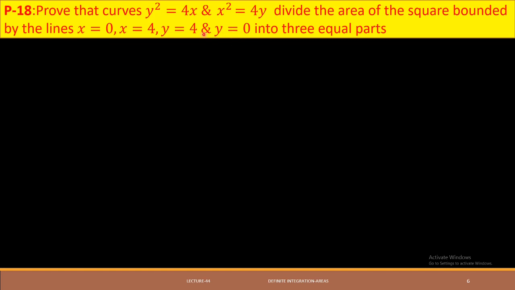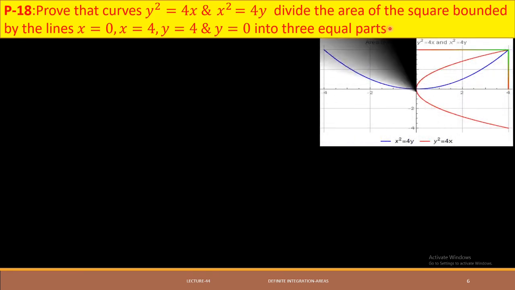Okay, what they are asking is, these two curves divide the square into 3 equal parts. If I plot all these curves on the coordinate axis, we will be getting this figure. So this is the square that they are talking about. This is y is equal to 4 line, this is x is equal to 4 line, this is the x axis and the y axis. Now these two curves divide this square into 3 equal parts. This is what they are asking.